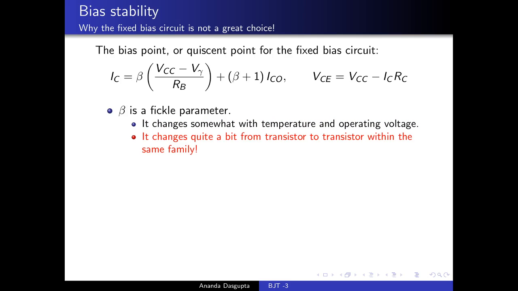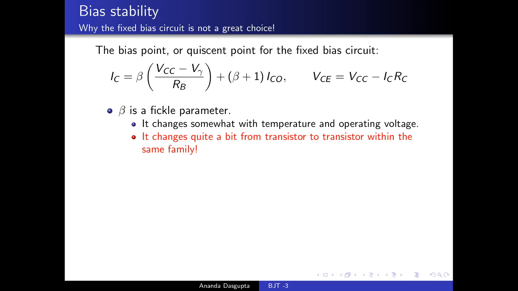What's actually even more important perhaps is that even within the same family of transistors, it changes quite a bit from transistor to transistor. Now beta, remember, is alpha by 1 minus alpha, where alpha is the fraction of the electrons which enter into the base from the emitter, which are swept onto the collector. Now this fraction is controlled strongly by the way the transistor is designed, and depending on how precisely you design the transistor, alpha is more or less fixed. But even this more or less fixed means that it's not perfectly fixed. Within even an identical family of transistors constructed as identically as possible, alpha would vary a bit.